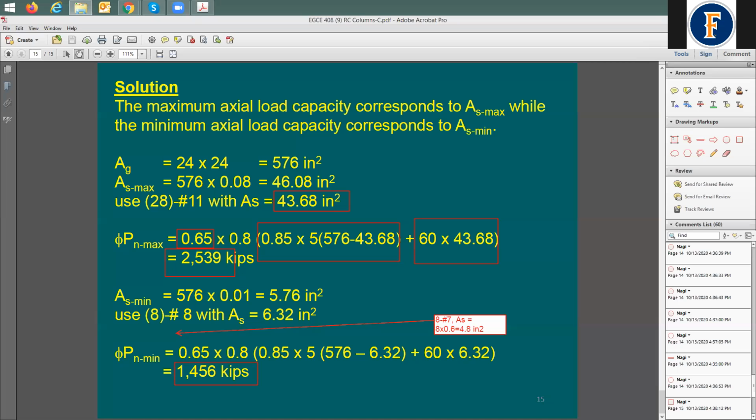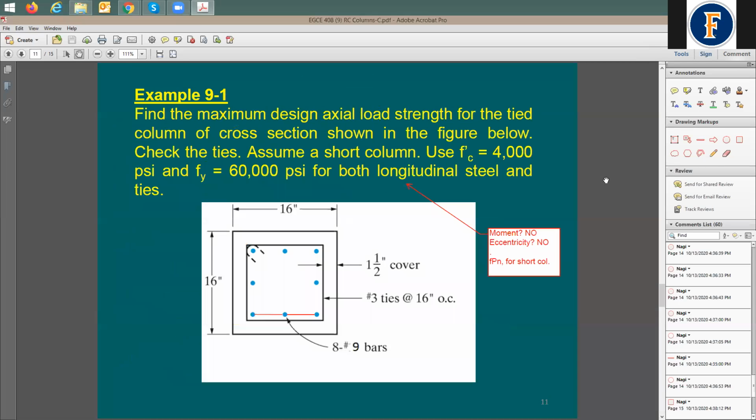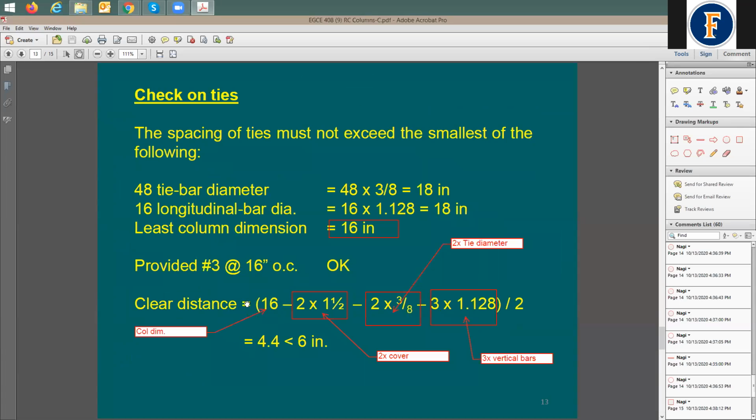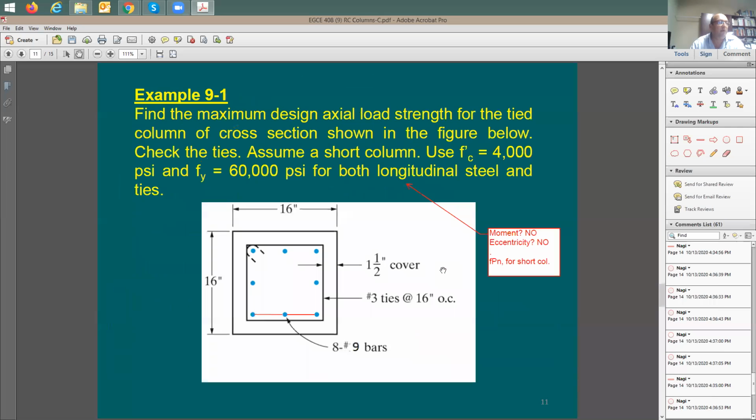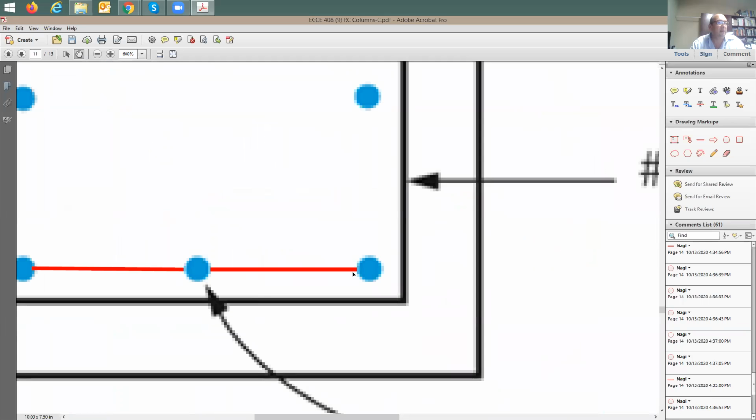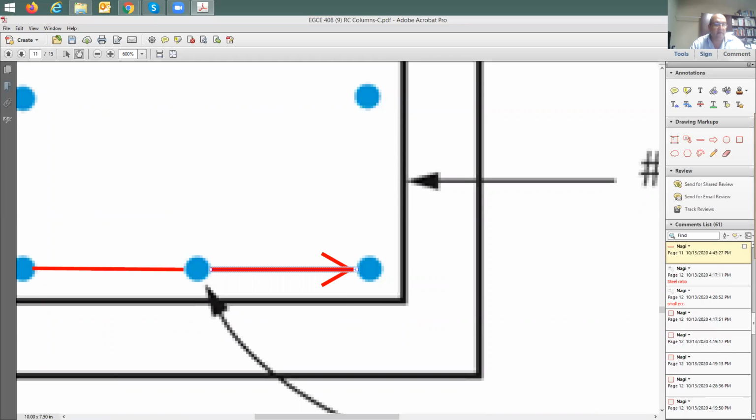Professor, could you go back to the previous problem where you were talking about the clear spacing? Yeah. What's that distance from when you solved for the 4.4? For the spacing, which one? This one? No, the next one. Yeah, so what's that 4.4 like in the picture? This one. Yeah. What is the 4.4? Okay. 4.4 is going to be this red line, the length of this red line, the clear spacing. This clear spacing is going to be equal to 4.4 inches. Your max is 6 inches.